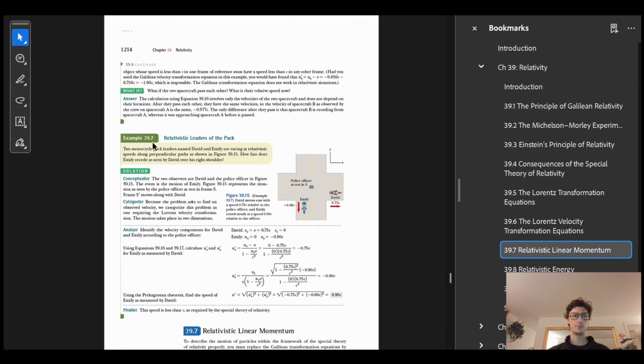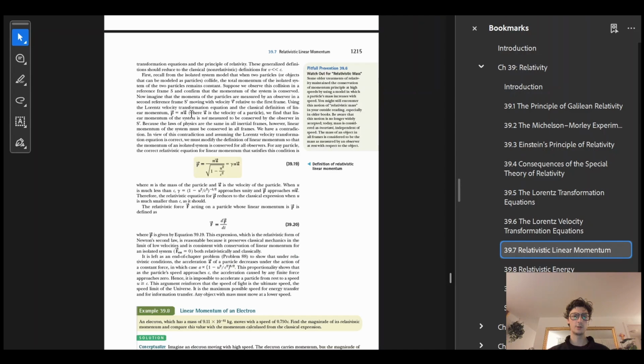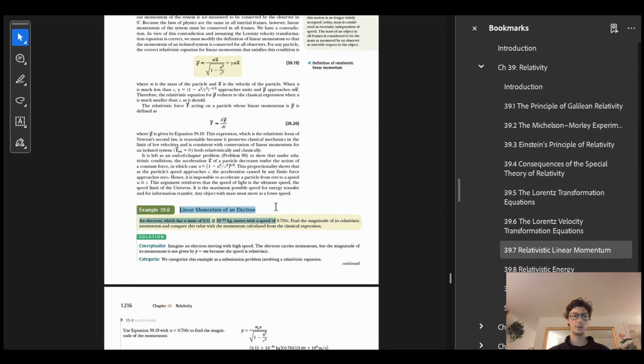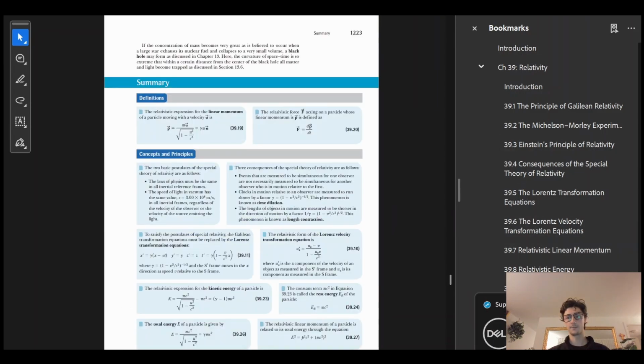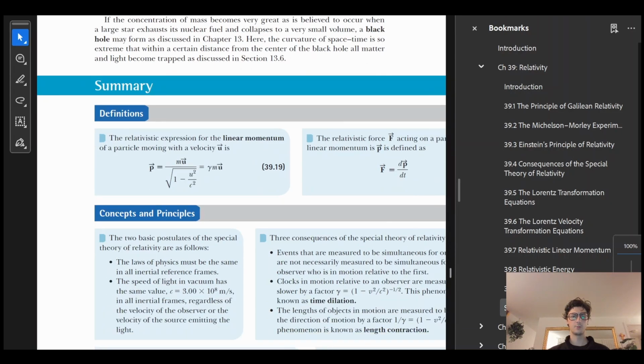Actually, we can peep this really quick. Relativistic linear momentum, they introduce it here, they talk about how they introduce it. They talk about force, and then they give you a linear momentum problem right here. Let's take a look at that. Very interesting. Now we can move on.